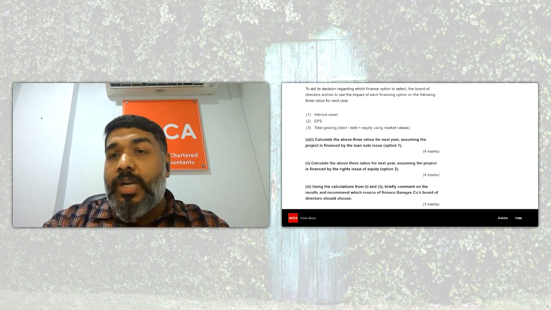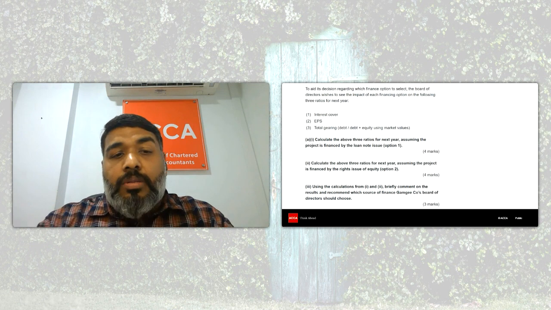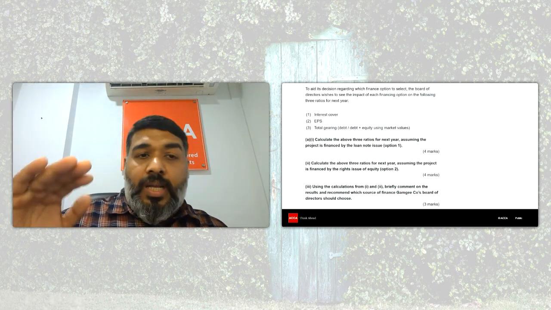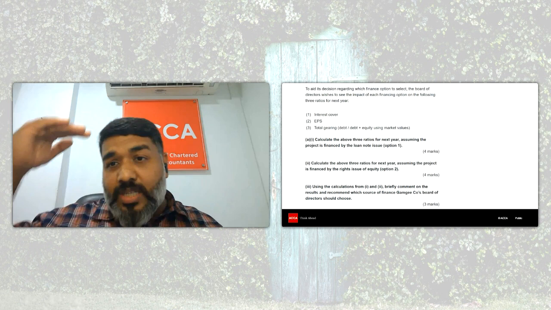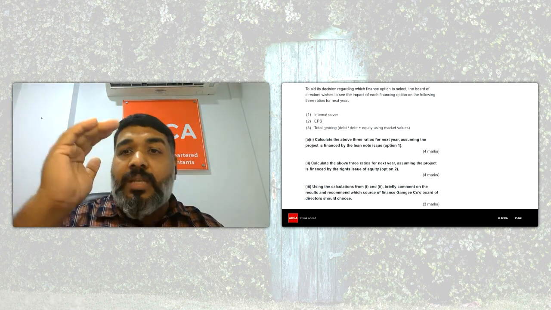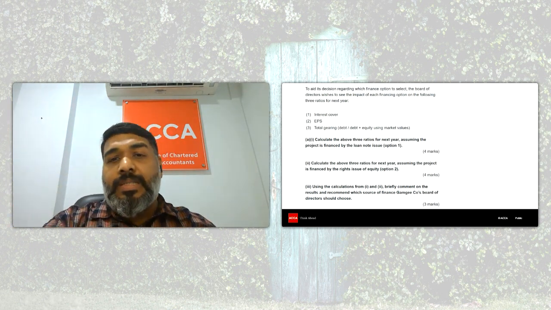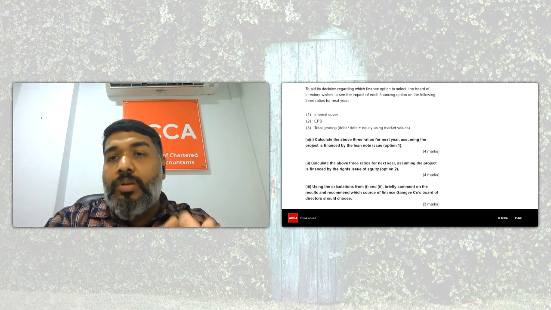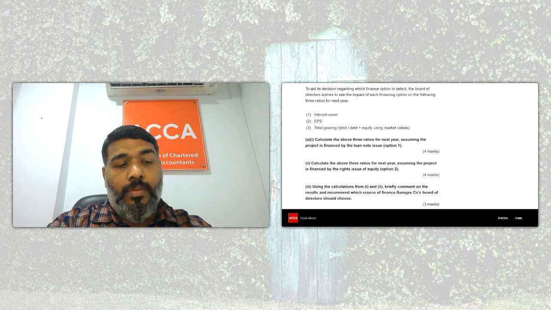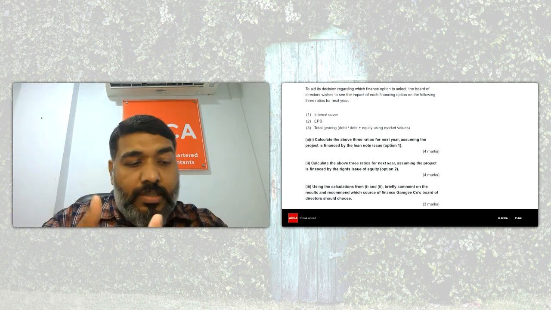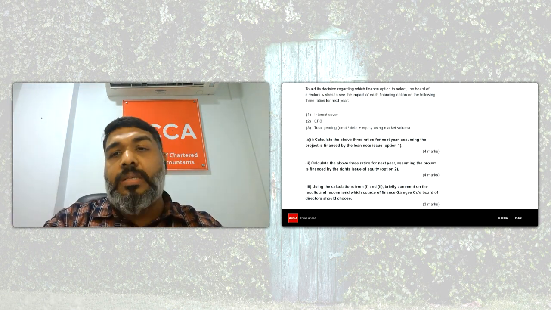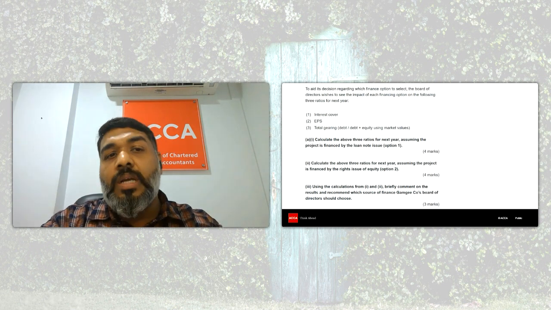Using calculations from 1 and 2, briefly comment on the results. When they were asked to comment, they have just commented: interest cover is increasing, interest cover is decreasing, EPS is increasing, EPS is decreasing. Just stating whether it increased or decreased is not going to help you fetch marks. You've got to discuss the impact, the result of EPS increase, the result of interest cover increase.